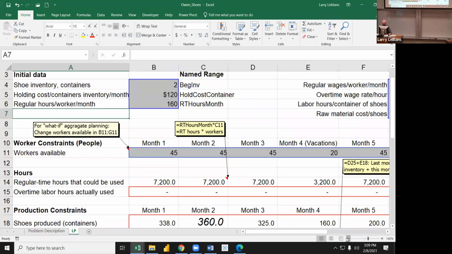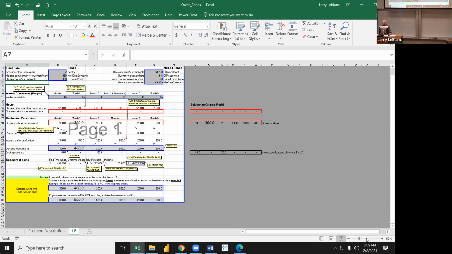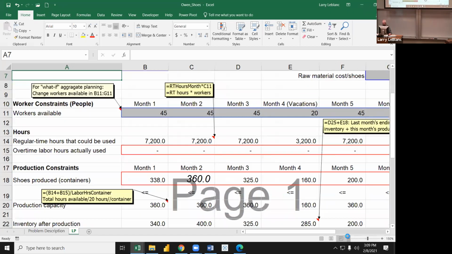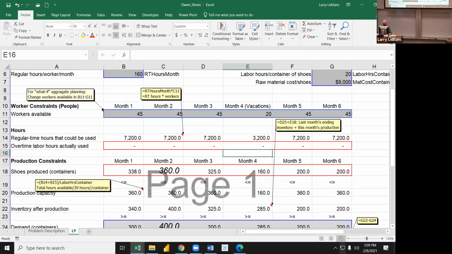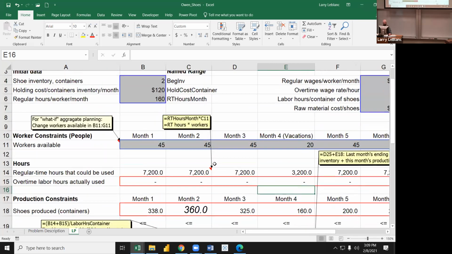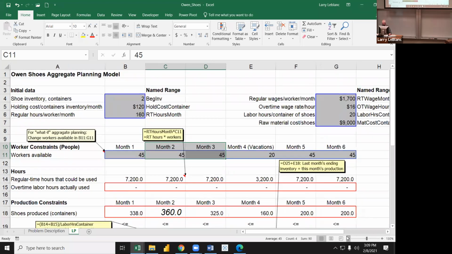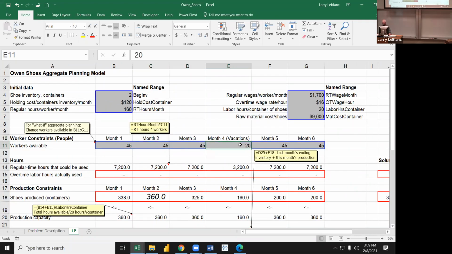Let me choose a better zoom level. And somehow I won't have it print preview. All right, we have 45 workers available during month 1, 45 during months 2 and 3. However, in month 4, we're planning vacations, so we have only 20 workers in month 4. In months 5 and 6, back to the full 45.